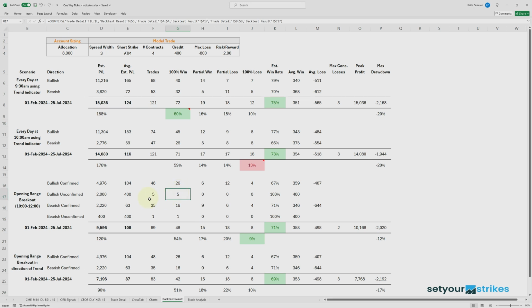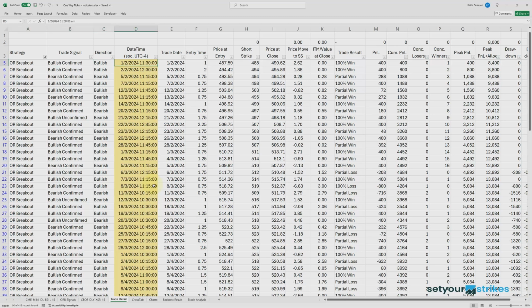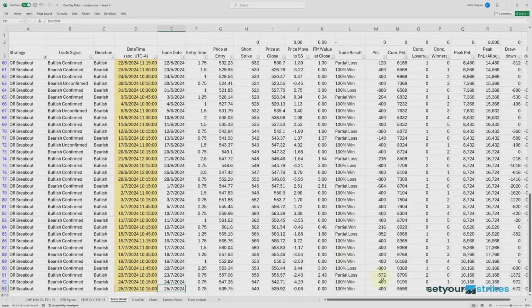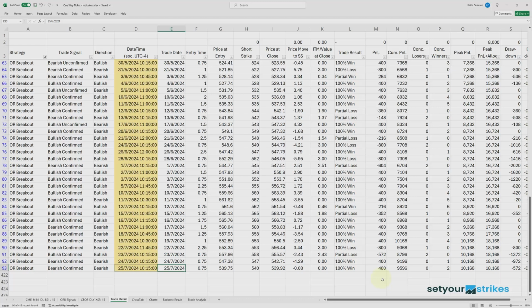Yeah. So it looks like confirming the trend is probably not the right approach, because here's the result if we exclude those 6 trades, this is going to be the outcome. Again, I think this is the worst of all of them. Not worst in terms of drawdown, but worst in terms of estimated win rate.